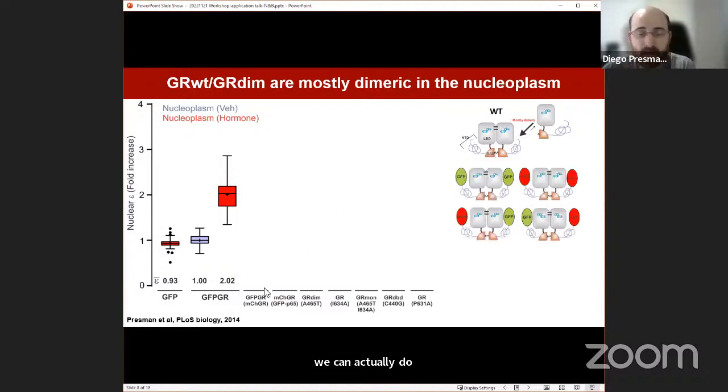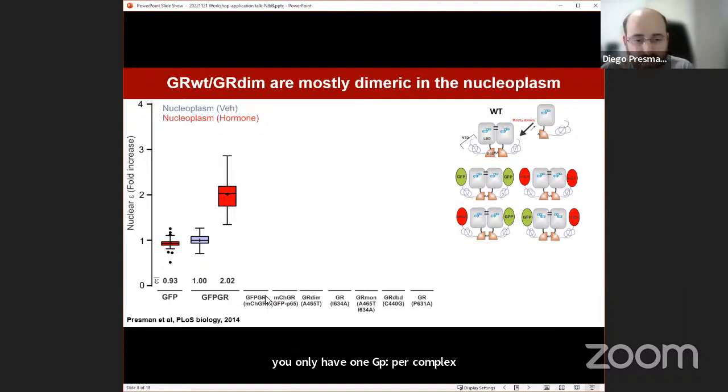So let's say now we have, in the same cell, GR but with 2 colors. I'm going to have a GFP-GR and an mCherry-GR. Assuming everything is a dimer, we're going to have these homodimers of GFP, these homodimers of cherry, and these heterodimers, which, if we only look at one channel, let's say the GFP channel, are going to be seen as monomers because you only have one GFP per complex, okay?